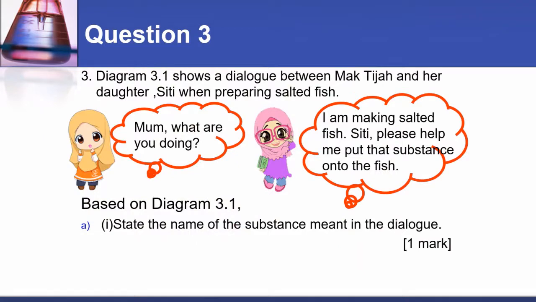For question 3, diagram 3.1 shows a dialogue between Mak Tija and her daughter Siti when preparing salted fish. Siti asked her mom, "Mom, what are you doing?" The mom replied, "I'm making salted fish, Siti. Please help me put that substance onto the fish." Based on diagram 3.1, state the name of the substance meant in the dialogue.